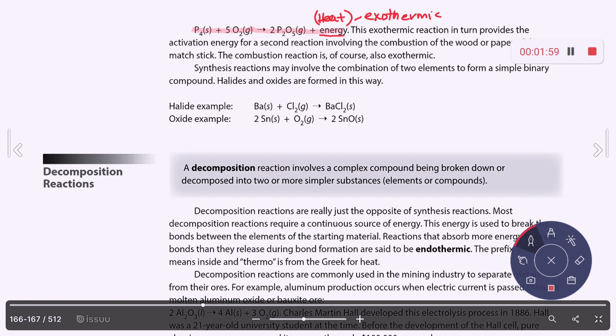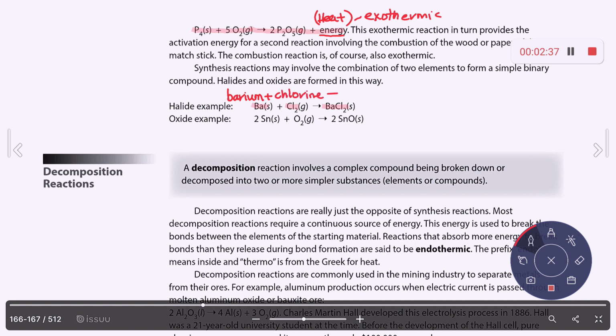Now, you will not write plus energy or plus heat on the product side. It is just there to emphasize the fact that you should know that synthesis reactions are usually exothermic. Okay? So, what we're going to be doing is we're going to be combining elements like barium and chlorine to make a compound. And you're going to be predicting the compound that you're going to make. The way that you do this is write it out in words. So you would write barium plus chlorine.